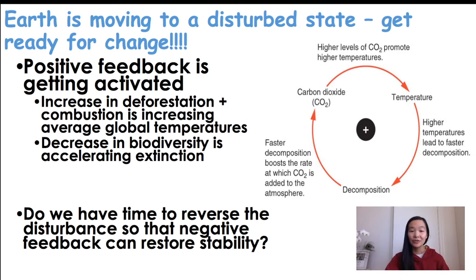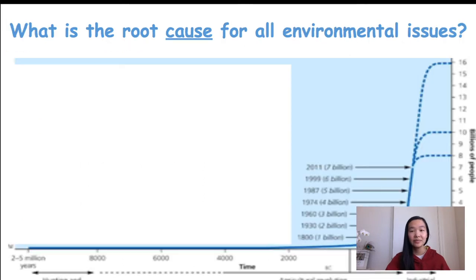But before we can think about making changes to reverse some of the damage, we have to have an understanding of where the actual problem is, right? Because we want to make a change that is actually going to get to the heart of the issue. So we want to think about what is the root cause of all these environmental problems.